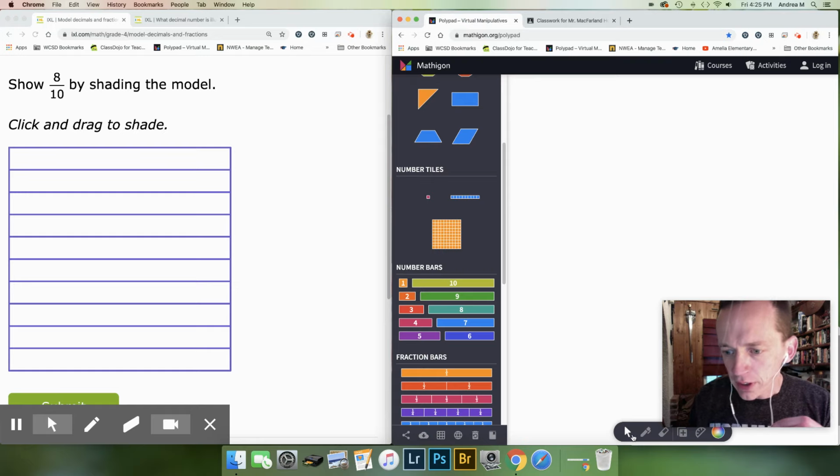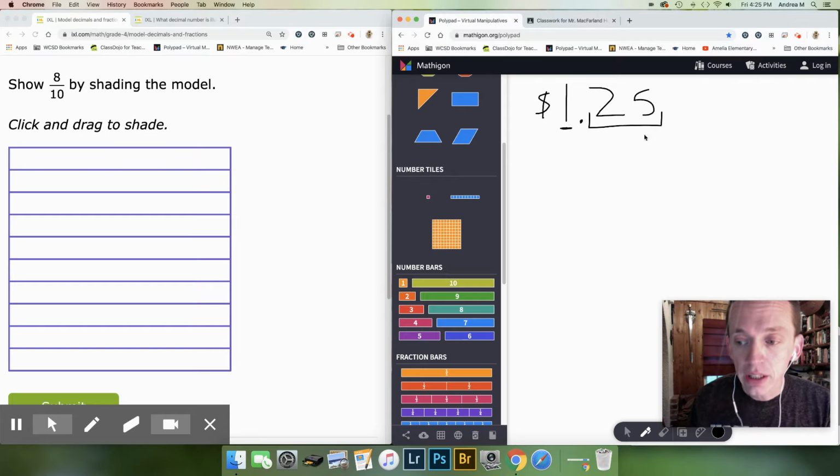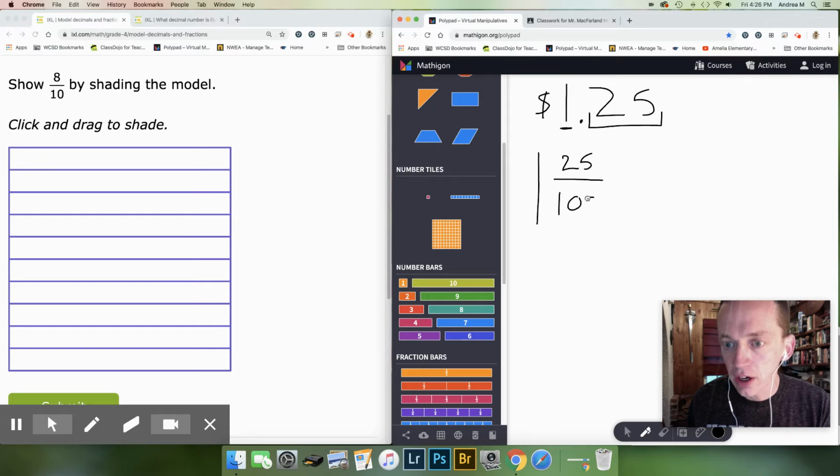For example, if I were to say that I had $1.25, that is one whole dollar, and then this right here is a portion of a dollar. It is 25 cents out of 100. I have one whole dollar, and then 25 cents out of 100, because we need 100 pennies, 100 cents, to get a whole dollar. So when we talk about decimals, we're talking about that decimal point right there.